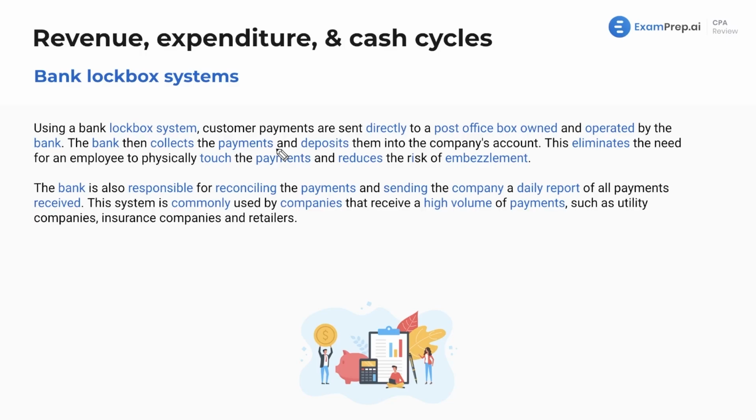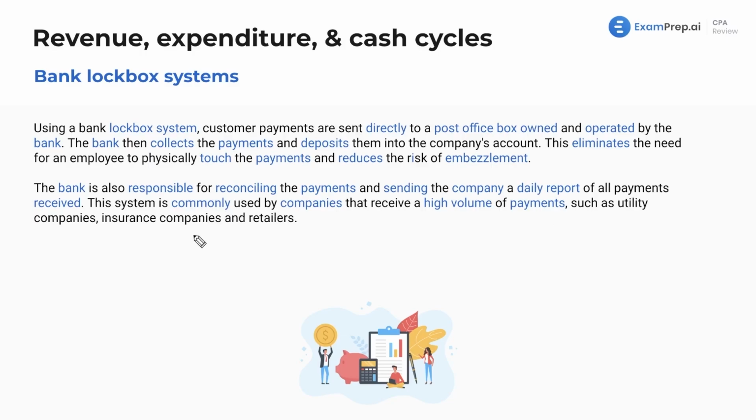And as such, you're going to have ways to monitor your cash, and you should have received that. If you don't see it in your account, well, at this point, I think the bank has it a little bit under control. But that being said, there is a lot of fraud out there, so I don't know. But that's how this lockbox system works. The bank is also responsible for reconciling the payments and sending the company a daily report of all payments received. This system is commonly used by companies that receive a high volume of payments, such as utility companies, insurance companies, and retailers.